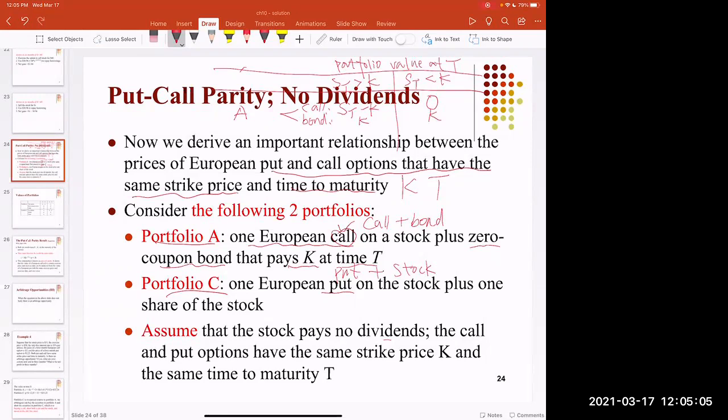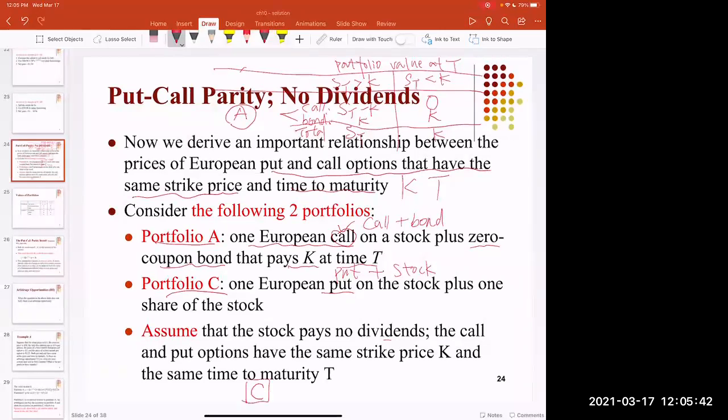Then we calculate the total, which is adding the two together. So the portfolio value at time T for portfolio A would be ST minus K plus K. So the total is ST. And if the stock price is less than K, the total is K. So for portfolio A, the value at the expiration day would be ST if the stock price is higher, and K if the stock price is lower. And next we're going to figure out portfolio C.